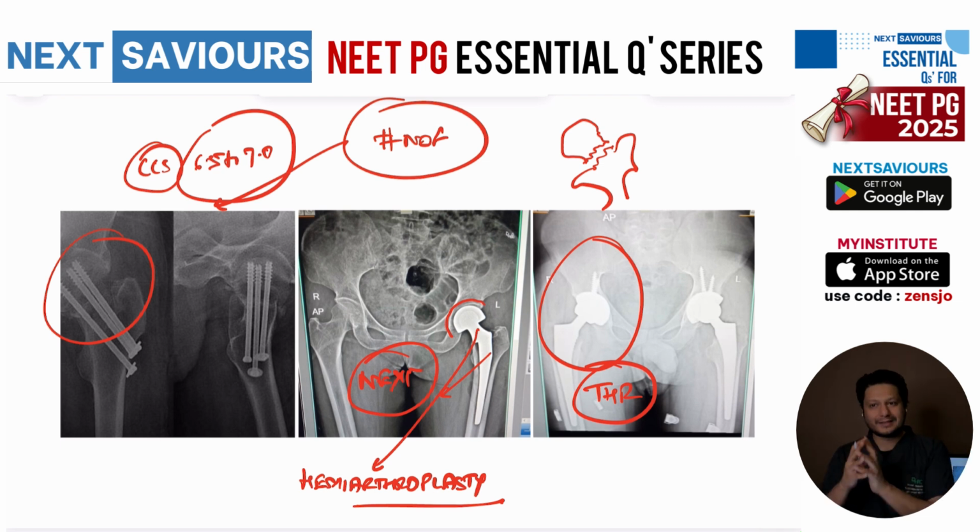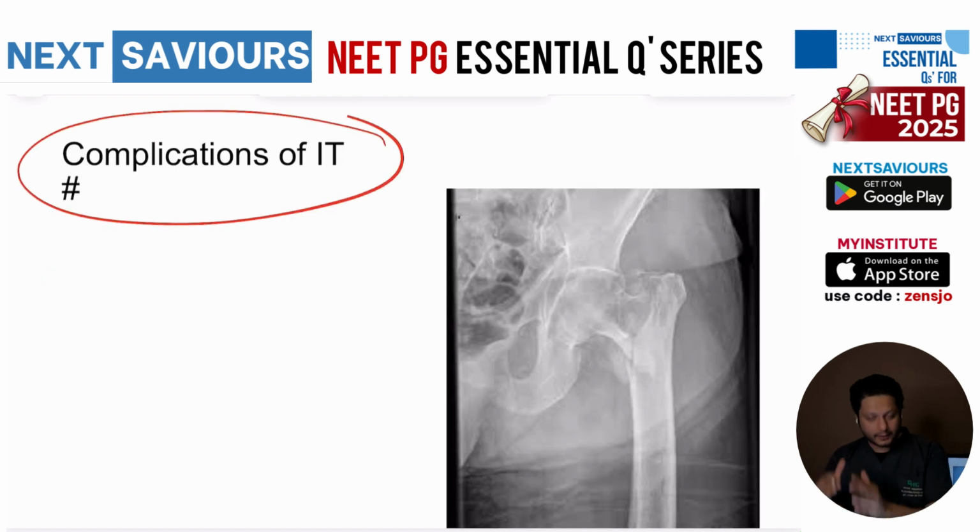Second point is, what is the type of the fracture? If it is basicervical, where the chances of non-union are lesser, then you can go with the fixation. But if it is subcapital or transcervical, then the chances of non-union are too high. Then obviously the first priority would be to remove the head and neck of the femur and go with the hemiarthroplasty. Next are the complications of the intertrochanteric fractures.